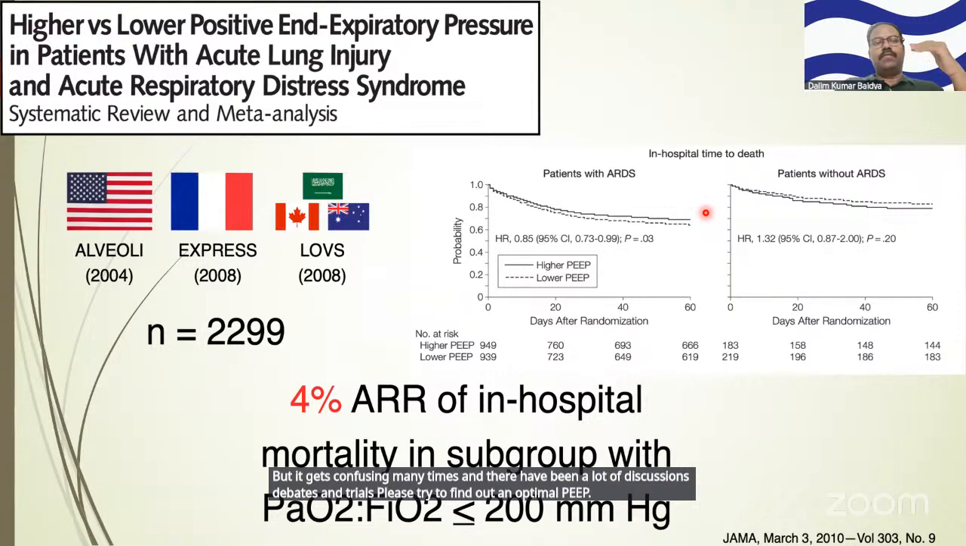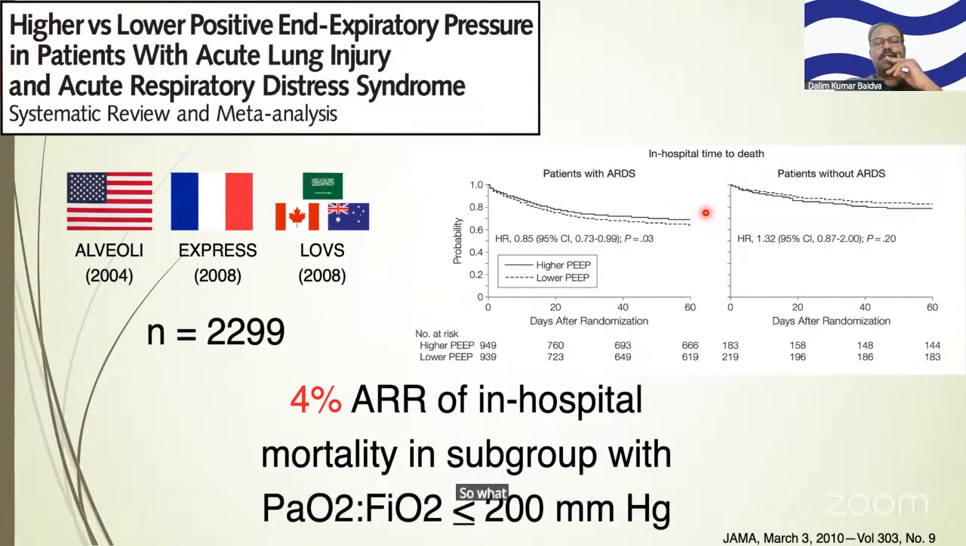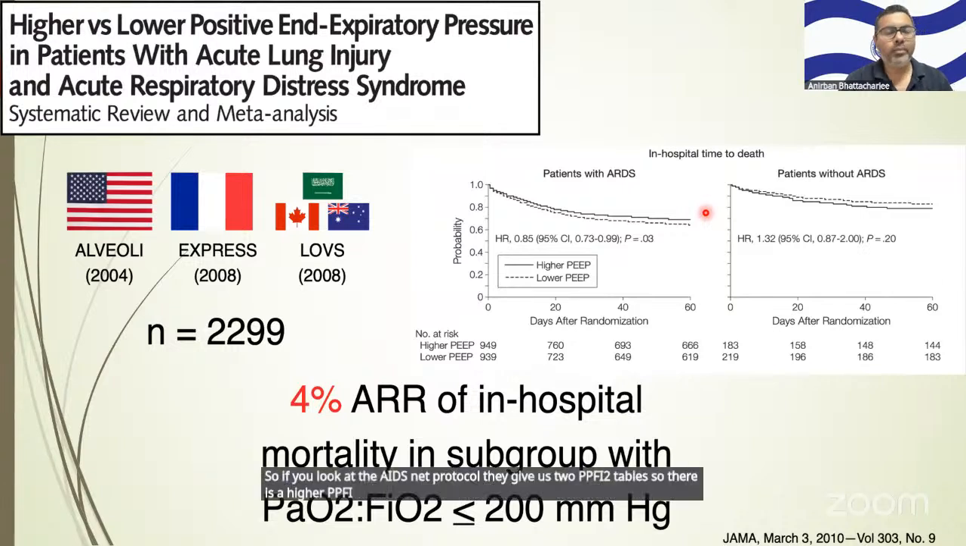So what should be our take on this low PEEP versus high PEEP? You can just explain, Anirban. So if you look at the ARDS net protocol, they give us two PEEP FiO2 tables. There is a higher PEEP FiO2 table and there is a lower PEEP FiO2 table. So which one do we need to select?